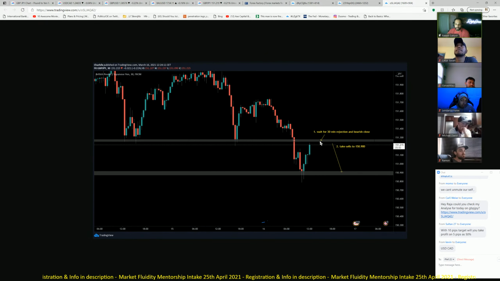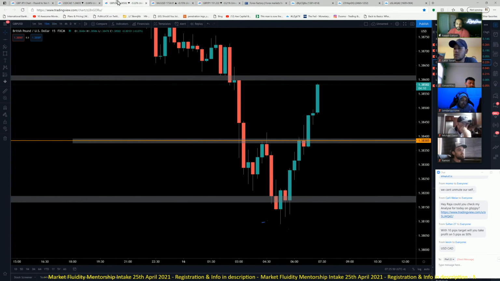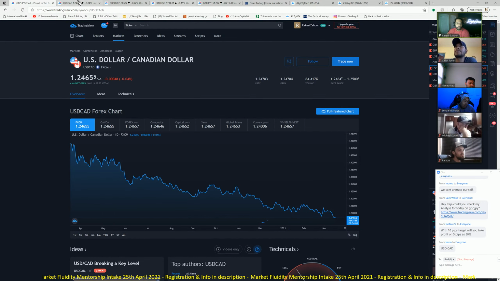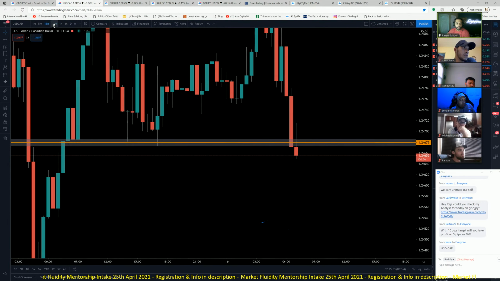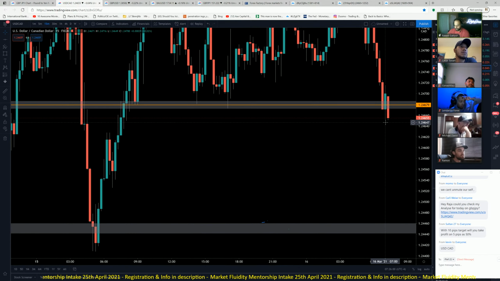Pound yen, waiting for 30 minutes to reject. Yes, this is something I'm keeping in mind as well. This is why I'm being very, very cautious about this over here, that we may reject this area. So we still got 4 minutes left for this candle to close, so we're going to wait for 4 minutes here. Looks like USD CAD is coming back to continue down. I think we'll have to break below this low over here on USD CAD.